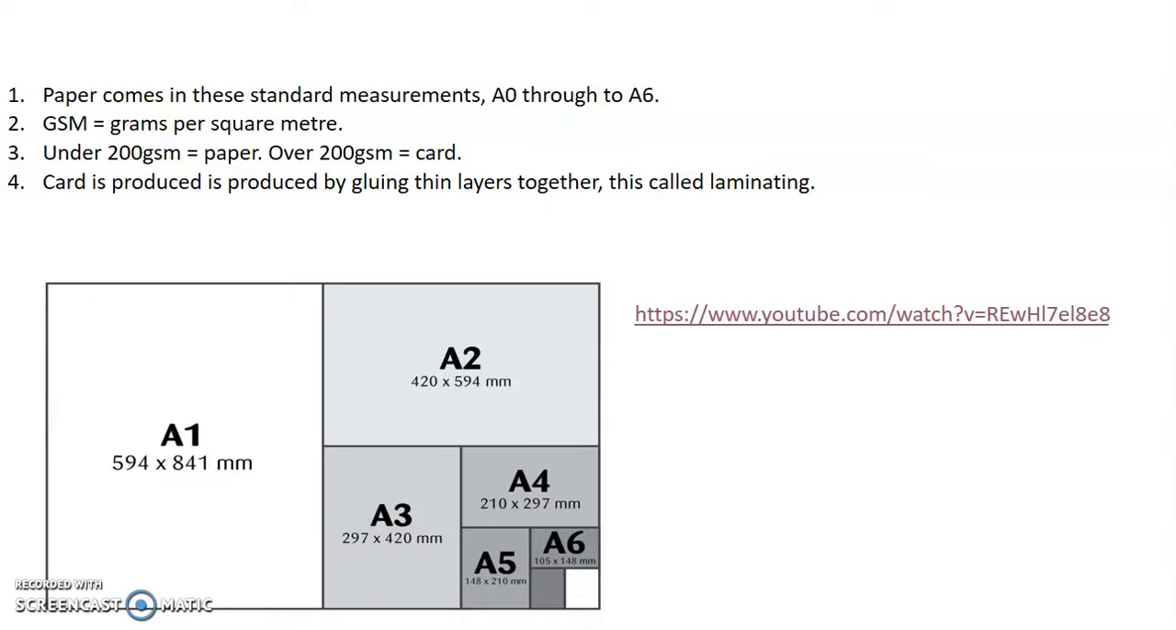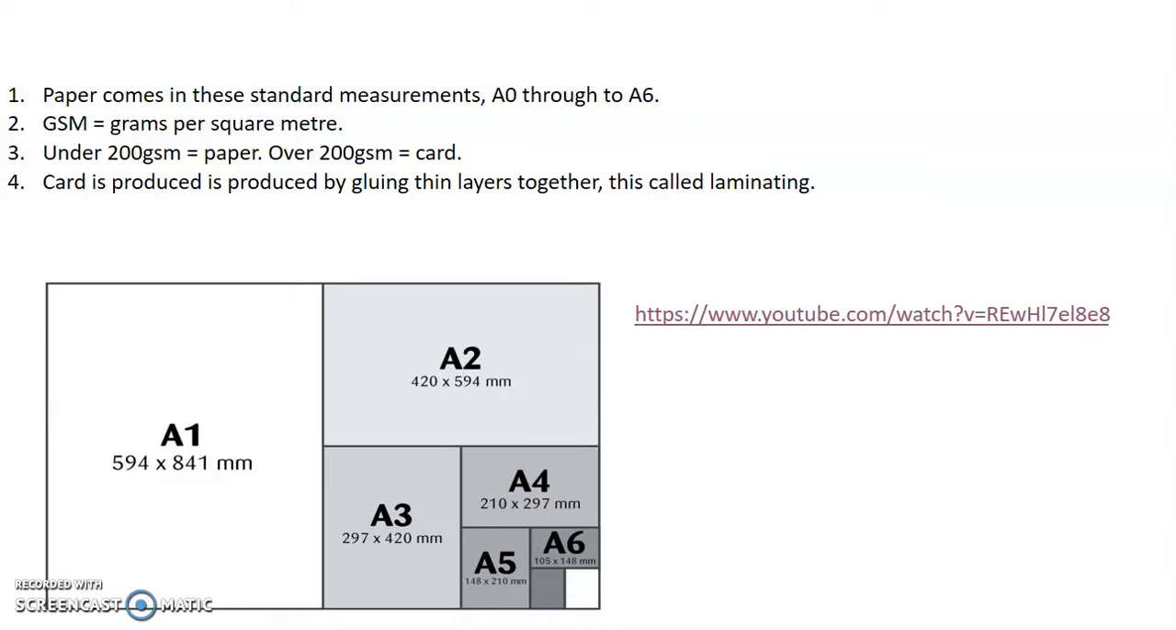go through something called laminating, which is basically very thin pieces of paper, which are then glued together, pressed together to create a thicker version. Alright, so that would be how your card would be made.